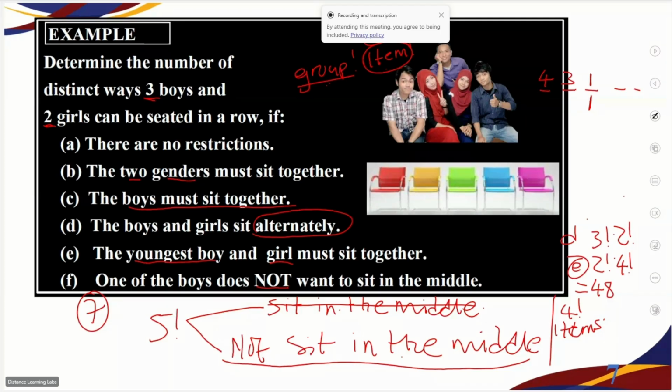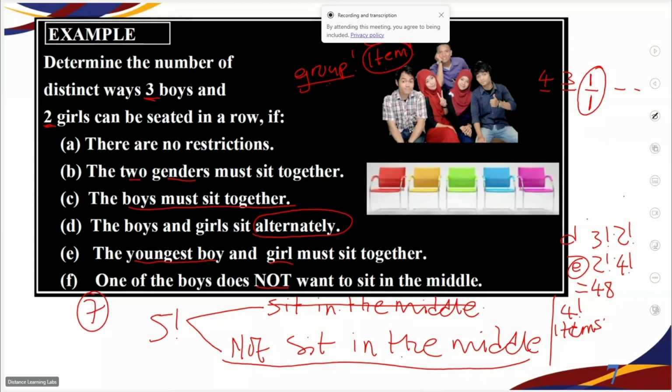Because the middle position is fixed for that one learner. There is nothing that you can do to it. Remember, if we have restricted positions, we start first filling in the restricted position before filling in any other position. That means up to this far, 3 learners have occupied chairs.